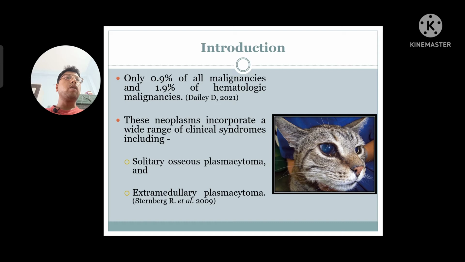According to the location of these myeloma cells, they have been divided into solitary osseous plasmacytomas and extramedullary plasmacytomas. When the plasmacytoma is generated in the bone marrow, it is called a solitary osseous plasmacytoma, while when these plasmacytomas are generated outside of the bone marrow, it is called an extramedullary plasmacytoma.